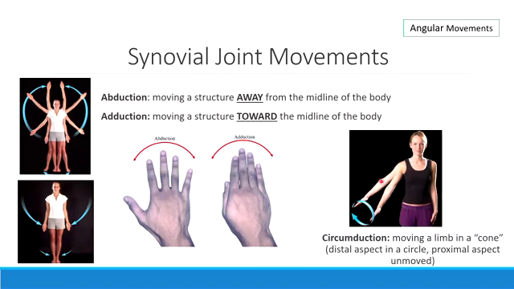We can also, at our ball and socket joints, do circumduction. In circumduction, we're making circles at that joint. So it's not going away from or toward the midline. It's going in a circular movement.